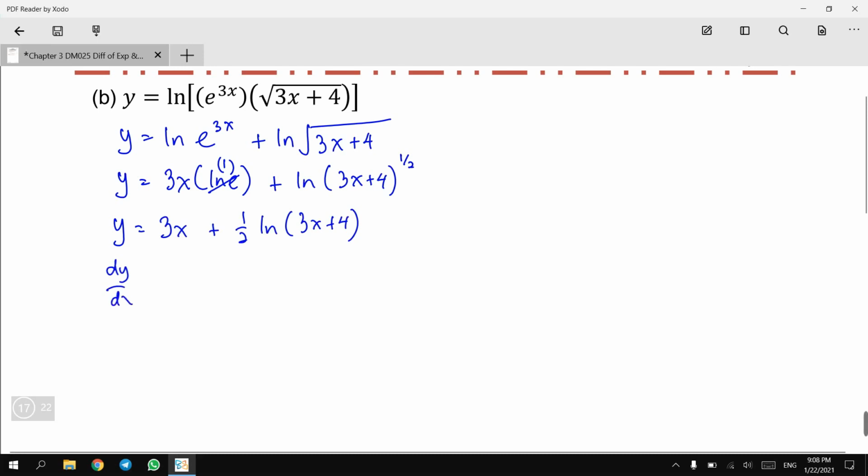y becomes dy/dx, 3x becomes 3, and 1 over 2 multiplied by 3x plus 4 for the denominator, and find the derivative of the denominator, which gets 3. Next, we can simplify: 3 plus 3 over 2 times 3x plus 4.